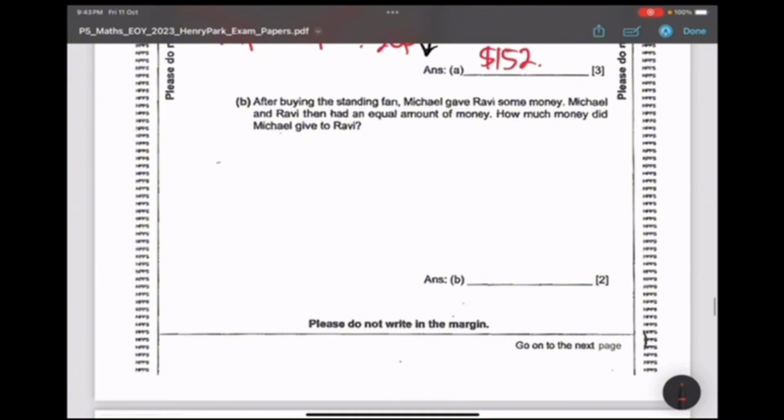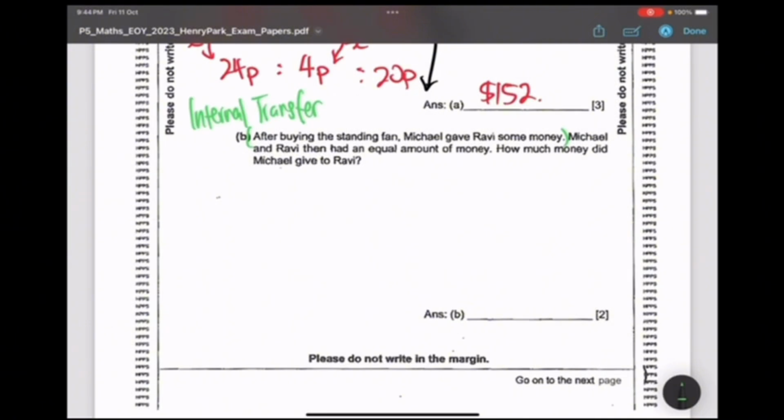It says, after buying the standing fan, Michael gave Ravi some money. So here we have an internal transfer that is going on. If Michael gives Ravi money, their total will still remain the same. That is what I want to take note of. Now moving on to the second sentence. It says, Michael and Ravi then had an equal amount of money. So reading this sentence, this also tells me that this is an equal stage ending concept question.